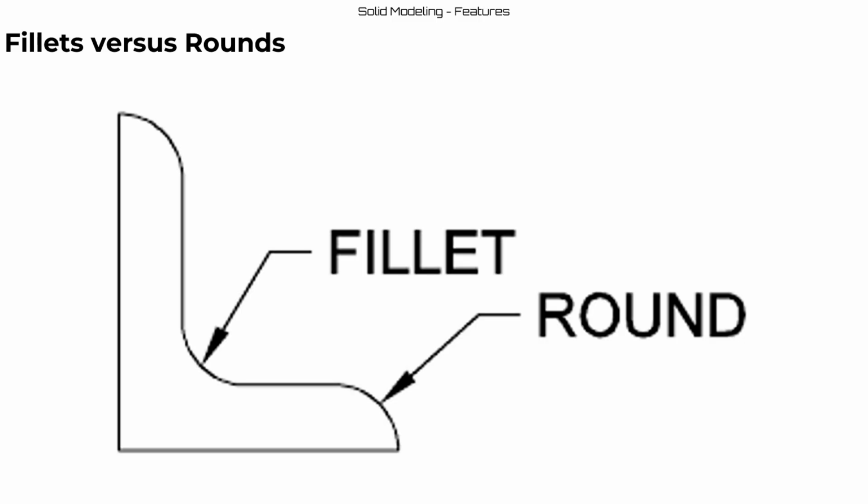And fillets versus rounds. So a fillet is on the interior corner of a shape. For instance, on the inside of that L is a fillet, while rounds are on the exterior side of the shape.